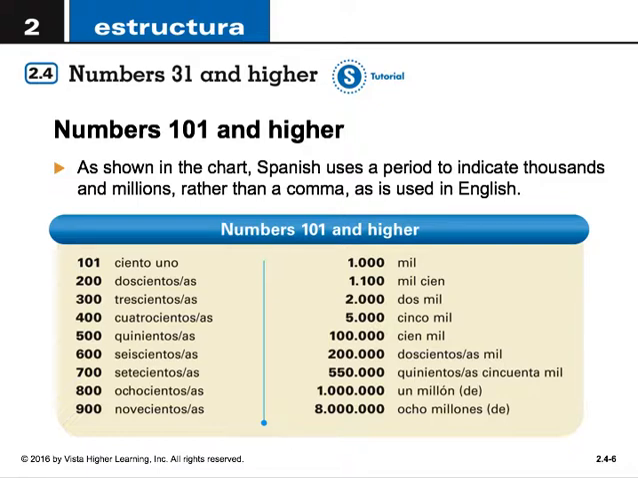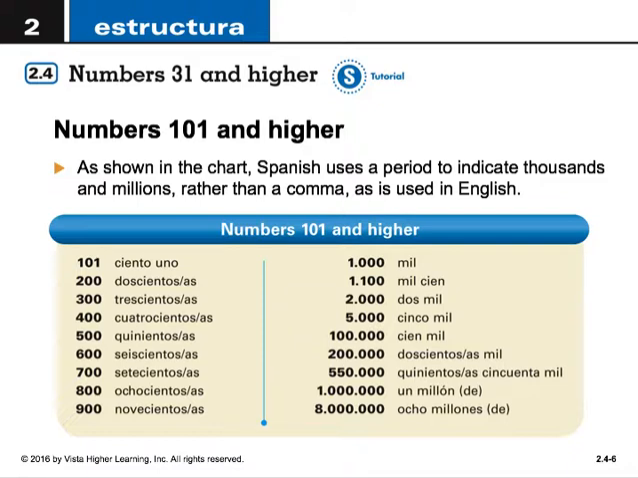Let's look at the numbers 101 and higher. We have 101, 200, 300, 400, 500, 600, 700, 800, 900. For 1000, it's just mil. Same thing with 100. You wouldn't say un mil or una mil. Simply mil on its own means 1000.